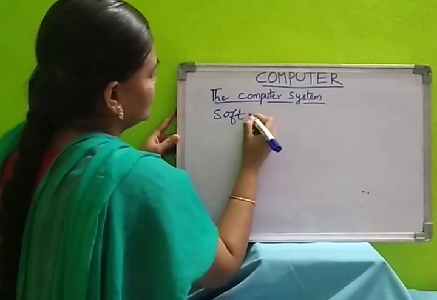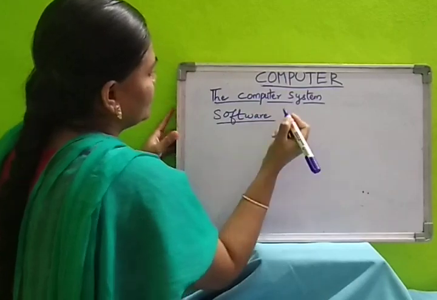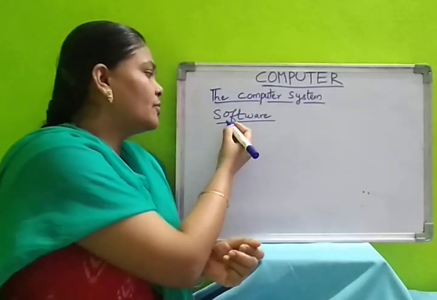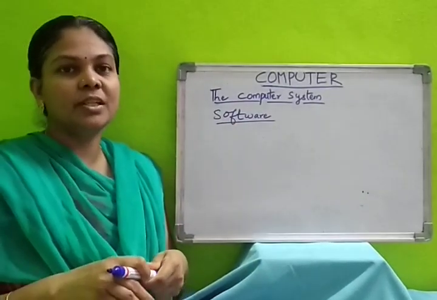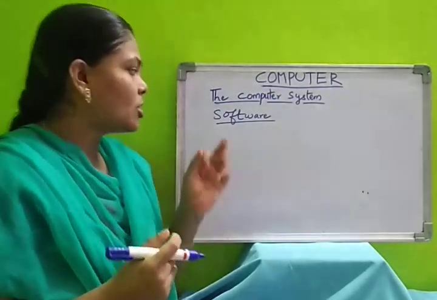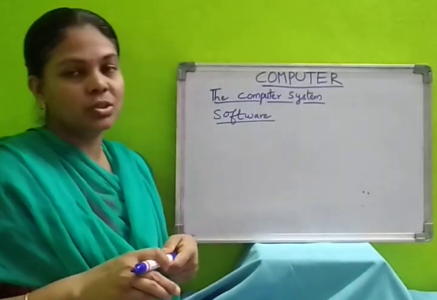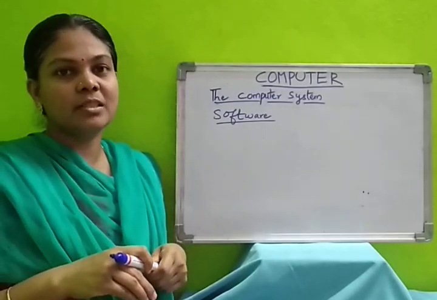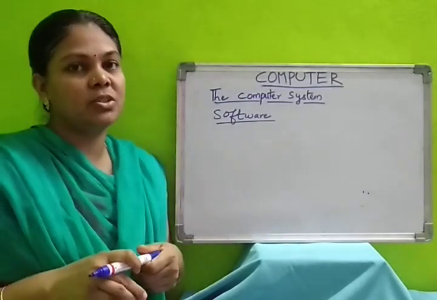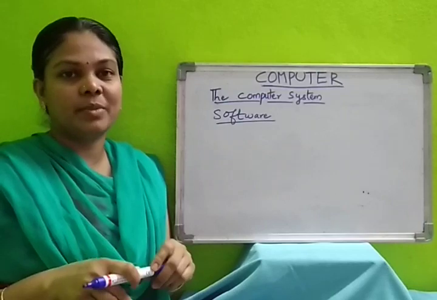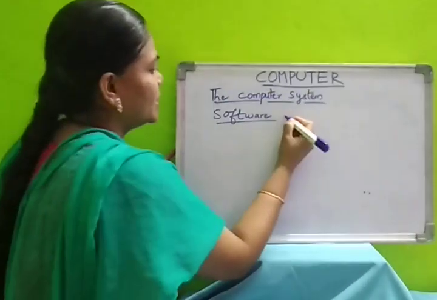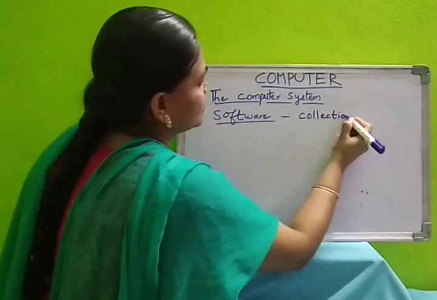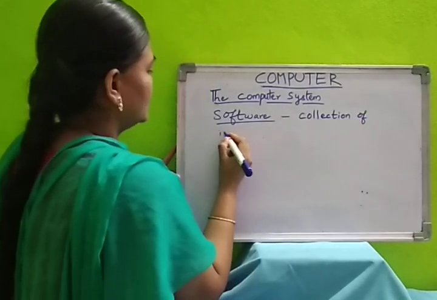So, software. Hardware means devices we can touch and feel, those devices we can see. But software is a collection of instructions which are given to work with the computer. It is a term used to denote the collection of instructions. That collection of instructions is called a program. If you use any language to write a program, that is called a programming language. So software is a collection of instructions.